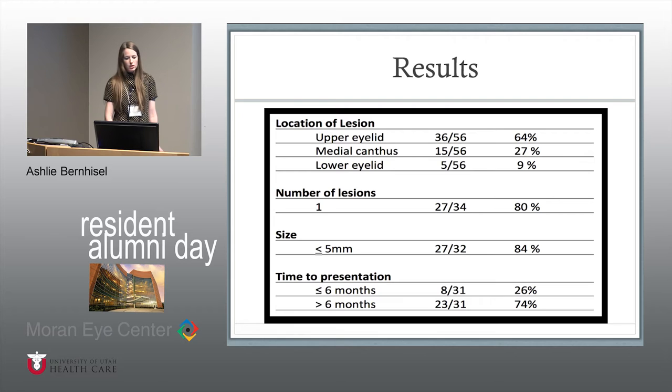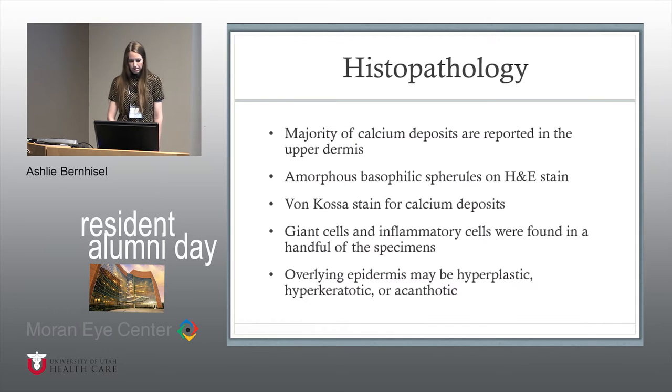80% showed with a single nodule, whereas very few had bilateral or multiple. The size was typically very small, at less than 5 millimeters, and none of them were larger than 10. And interestingly, for time to presentation, 75% of them took over 6 months to be seen.